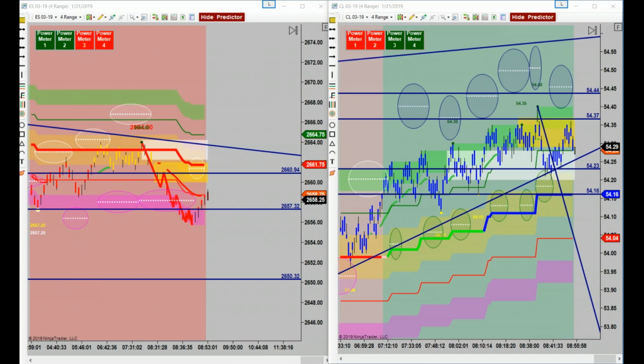Okay, see, oil's checking that swing to the left. Come on, ES, keep rolling over, buddy.